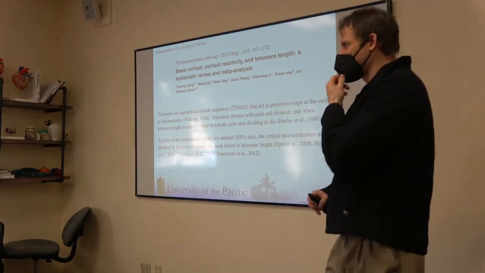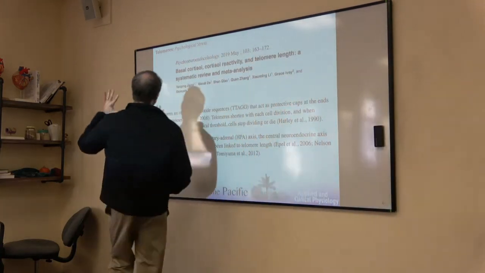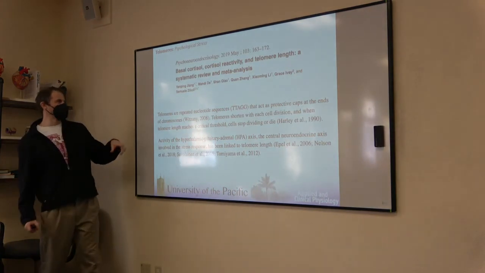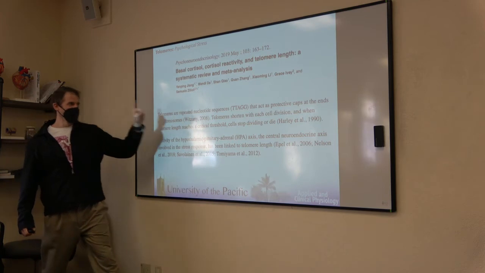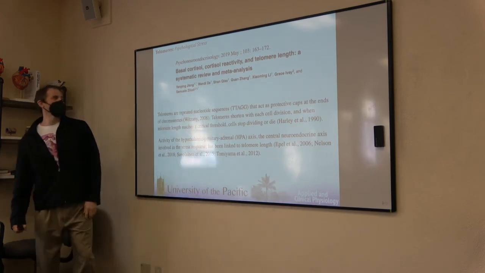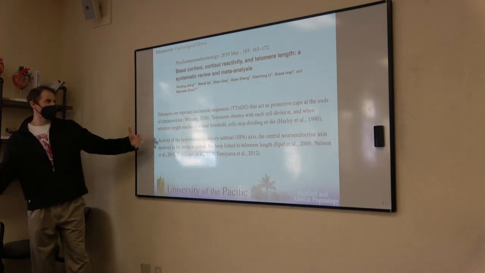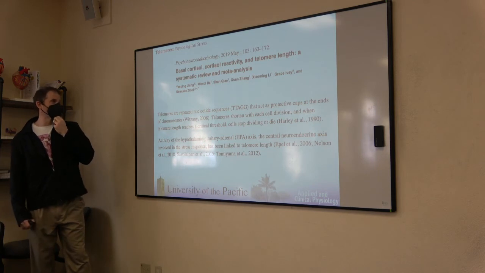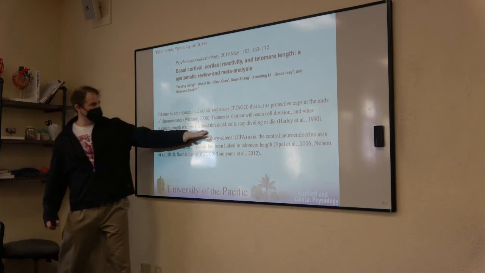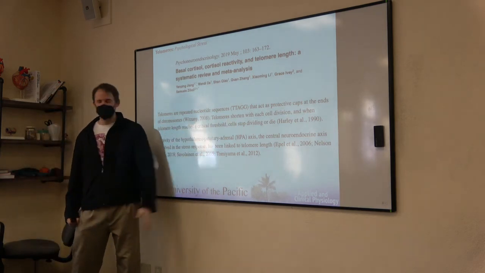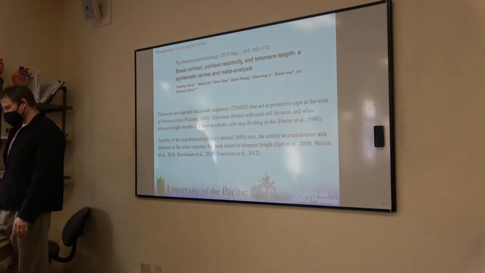This article does have a nice little summary, just a reminder of this stuff. Nobody needs this reminder, but telomeres are repeated nucleotide sequences, TTAGGG, that act as protective caps at the ends of chromosomes. Telomeres shorten with each cell division, and when telomere length reaches a critical threshold, cells stop dividing or die. So just a little reminder.